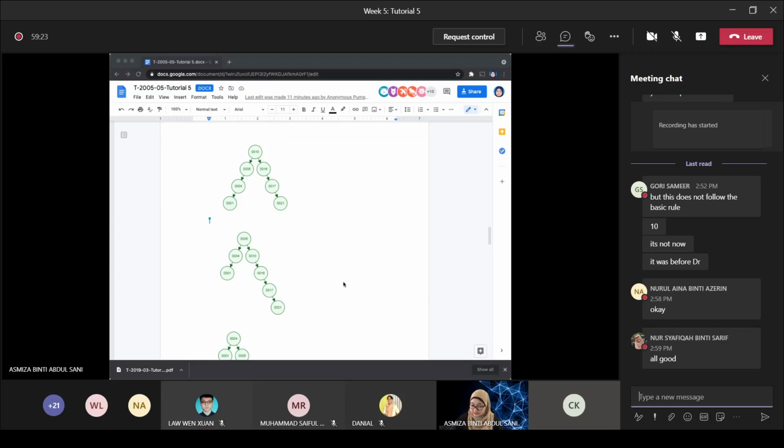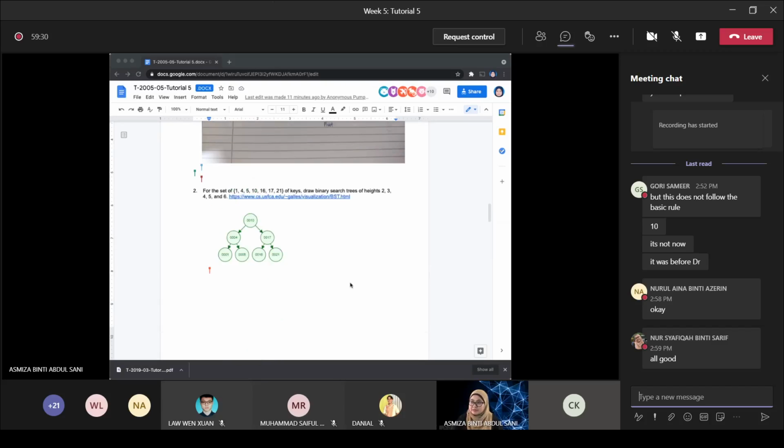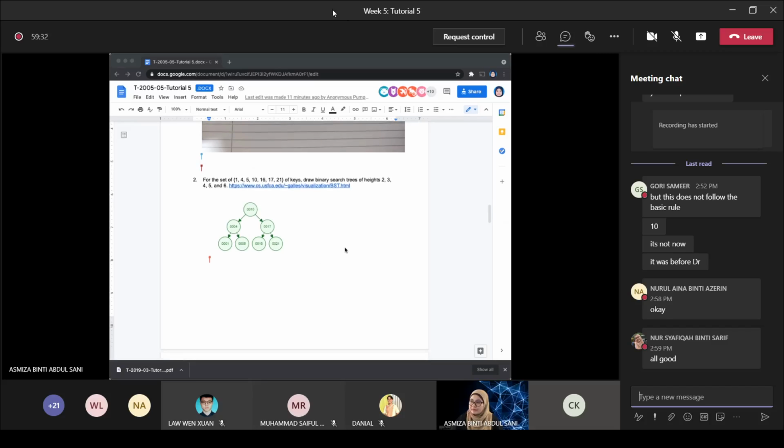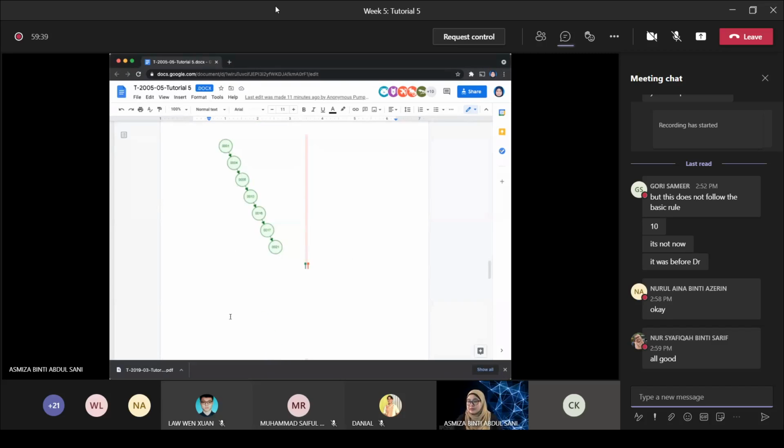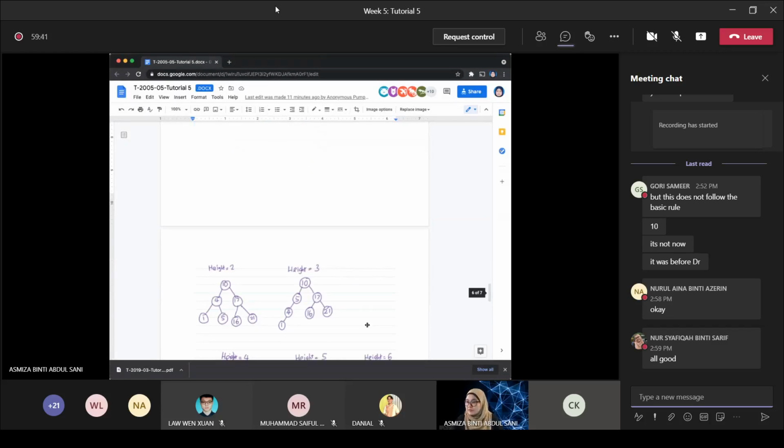All right, so these are some of the example answers that you can get for the binary search tree of height 2, 5, 2, 3, 4, 5, and 6. This is the 6th one. Okay, so that is for that question.